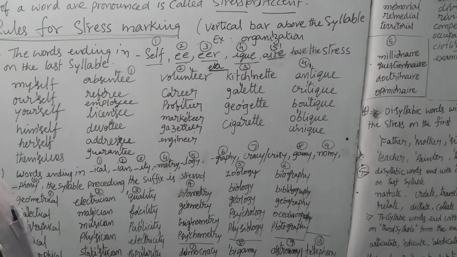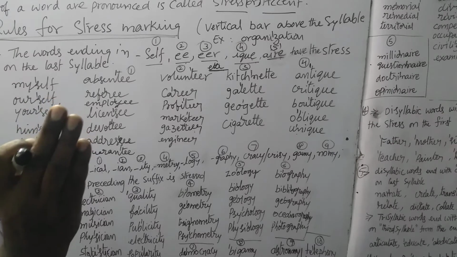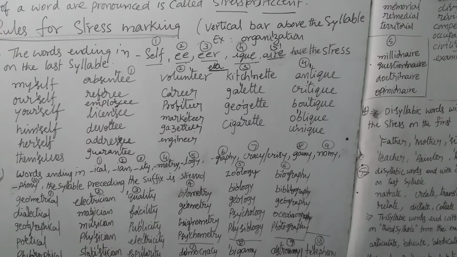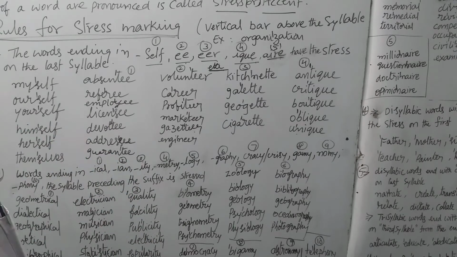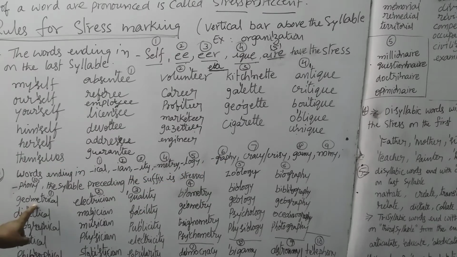Suppose obedience, disobedience, obey, disobey. The part we use in front of the root word obey is called a prefix, meaning before the word. A suffix means afterward. Obey, obedience: the -ience that we add is called a suffix. Here also these are called suffixes. For example, geometry: we added -ical, geometrical.